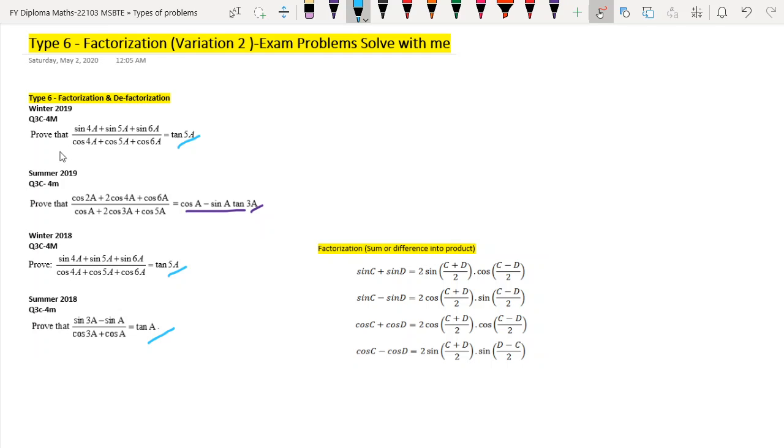Let me take this problem. If you see this winter 2019 problem, question number 3C, that problem is repeated twice, exactly the way it is. It came in winter 2019 once, and it came in winter 2018. Looks like the exam guys love this problem and just give it. So you might as well practice this a couple of times, and then I think you should be okay.